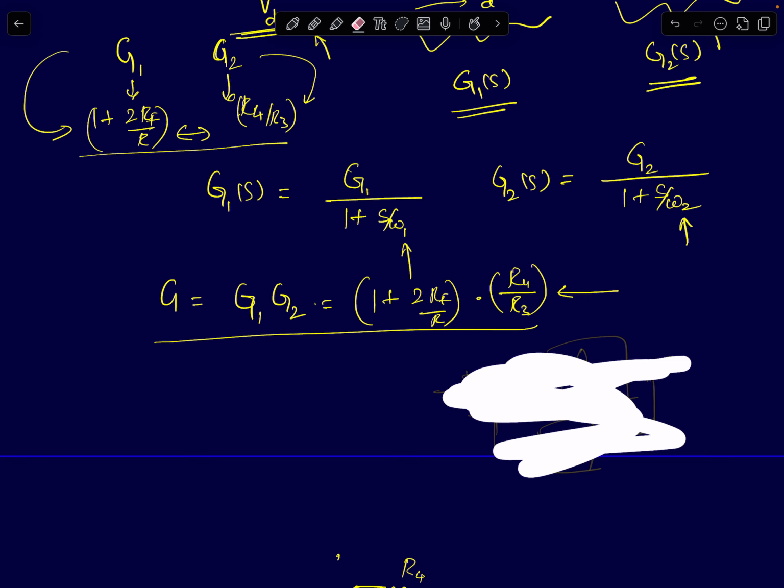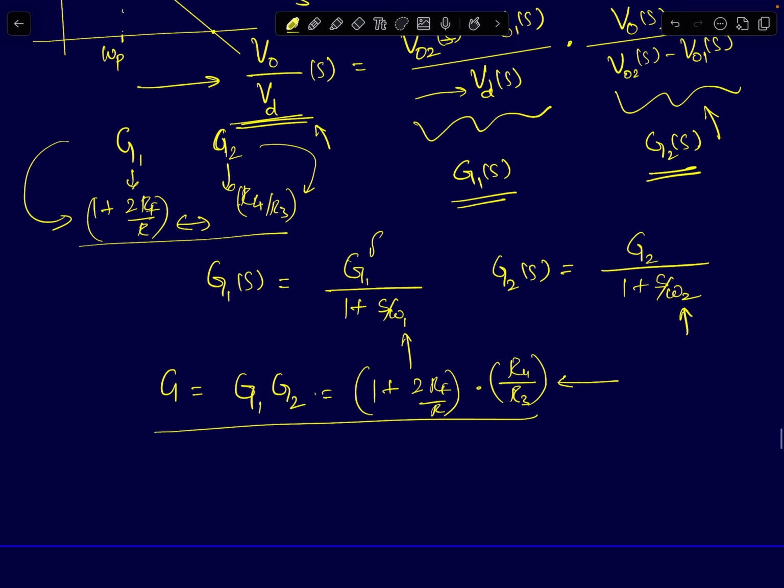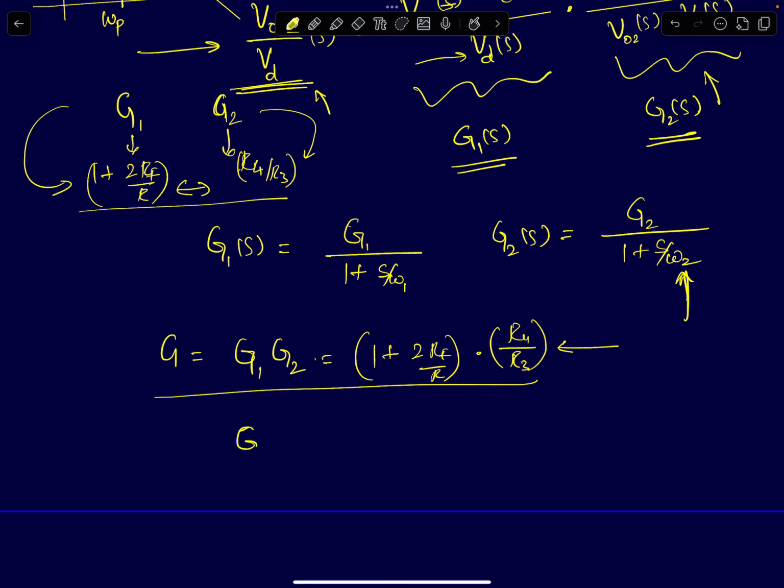I just said that the first stage can be written as a DC gain with a single pole, and here the single pole omega 1 happens to be the 3 dB bandwidth of the first stage, and omega 2 happens to be the 3 dB bandwidth of the second stage, and we will soon find out the values of this omega 1 and omega 2. Okay, so now your overall gain of this amplifier G of S is given by G1 of S times G2 of S. Which will be G1 G2 upon 1 plus S by omega 1 times 1 plus S by omega 2.